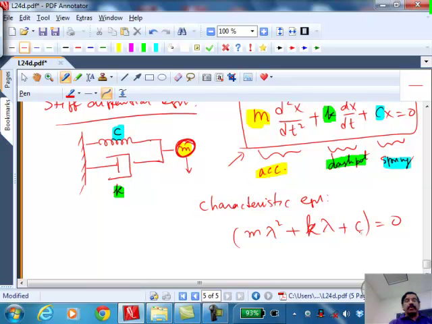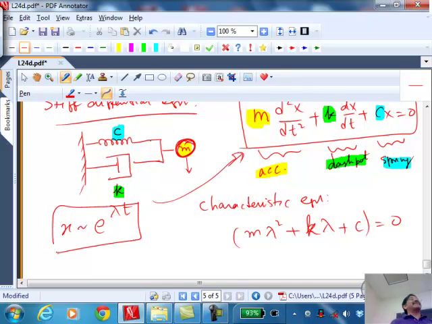You basically propose a solution of the form that x is going to be e to the power lambda t, and take the first derivative, second derivative, and plug it into that equation. So we are looking for a solution of this form where lambda is called the eigenvalue. In this particular case, there will be two eigenvalues, two characteristic roots, because it's a second order equation. By taking the second derivative, d square x dt square, you will get lambda square e to the power lambda t. Every time you take a derivative, you get a lambda out of it. And that's why you get the lambda square here. m times lambda square plus c times lambda plus k equal to 0.